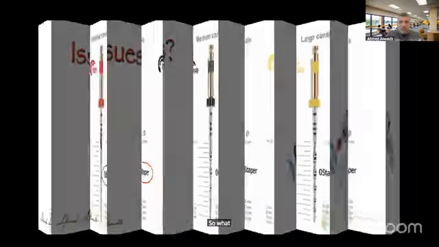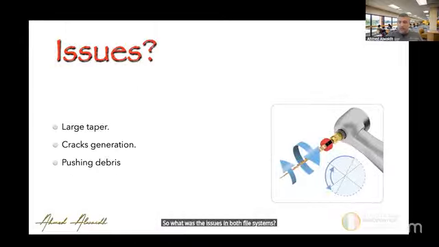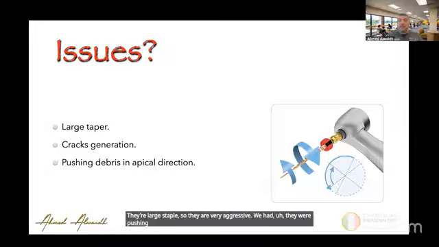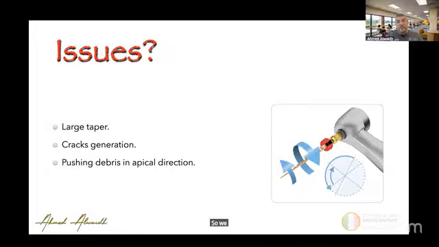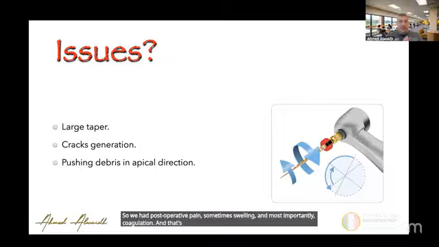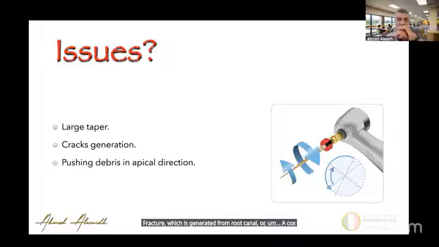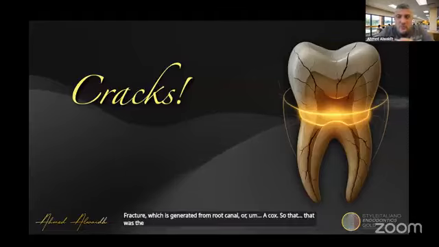So what was the issue in both file systems? I mean, whether Wave One or Reciproc, they're large taper, so they're very aggressive. They were pushing debris in apical direction. So we had post-operative pain, sometimes swelling, and most importantly, crack generation. And that's what happened with me. After 3 years, 4 years, 5 years, review, I found many cases that failed because of vertical root fracture, which is generated from root canal cracks. So that was the main issue of reciprocation.